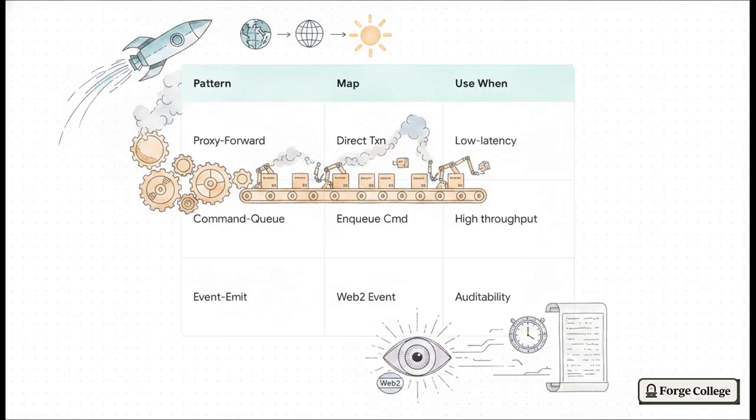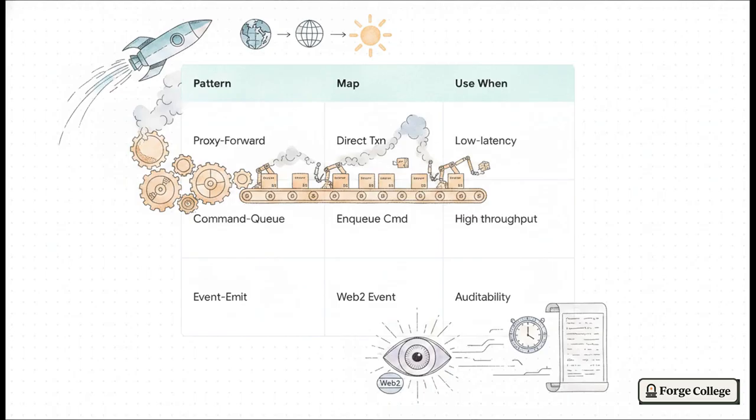Okay, part 4, the 3 mapping patterns. Depending on your app's traffic and urgency, you actually have 3 main transit routes to choose from here, essentially contrasting speed against eventual consistency. First up is proxy forward, where you direct the payload straight to the transaction. It's super fast, great for low latency, but it does require a highly trusted backend.